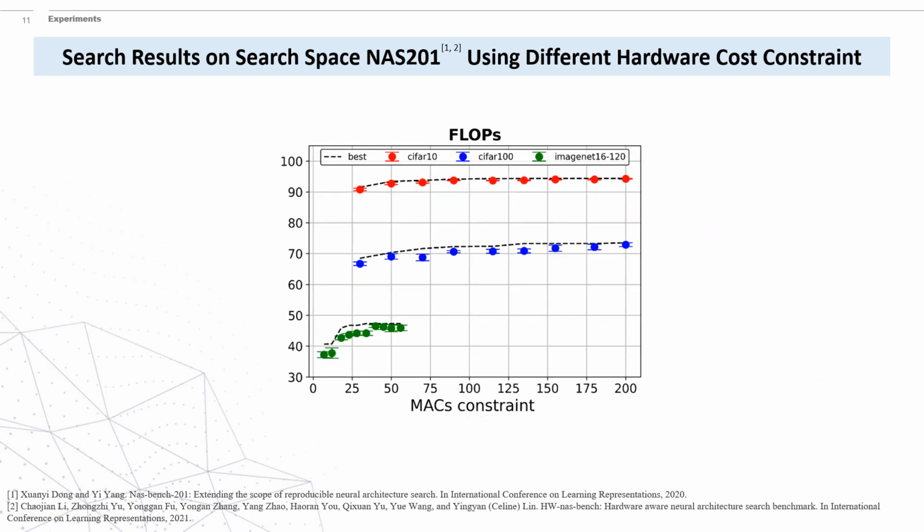We also performed the architecture search on NAS201 using flops as a hardware cost metric. Note that the flops is agnostic to different edge devices. From the figure, we see similar results wherein our proposed method is able to find architectures closer to the best possible architecture, which is shown as the dashed line.